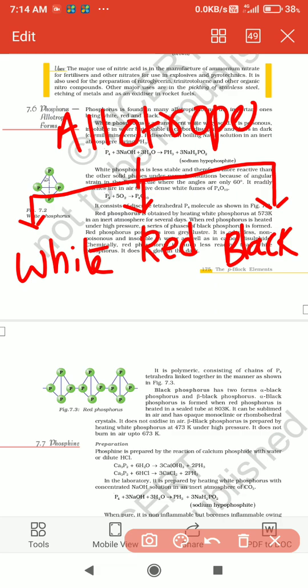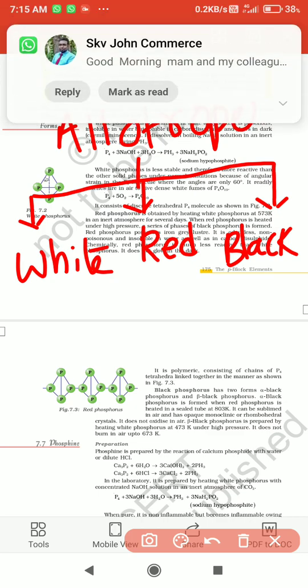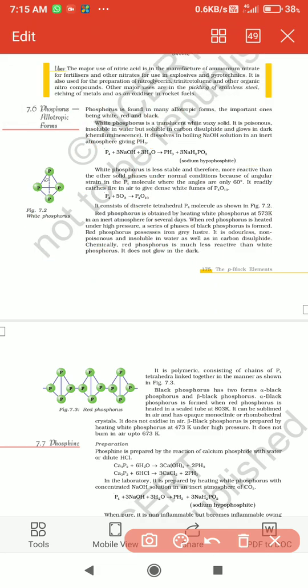Now we are going to look at white phosphorus. This is very important from an exam point of view. Most probably they ask questions like what are the major differences between red phosphorus and white phosphorus, and between red, white and black phosphorus. Board exams also most probably ask from this. Let us see white phosphorus first.